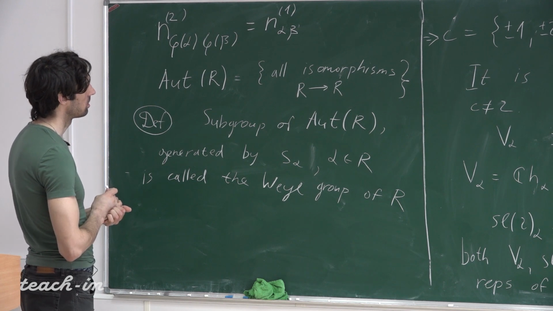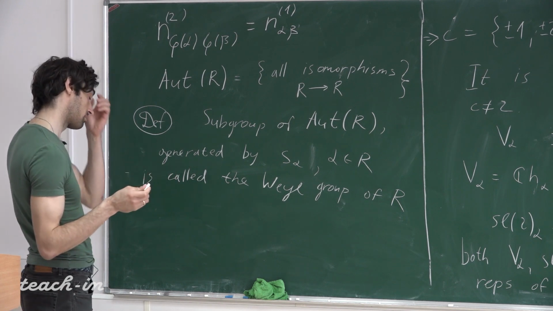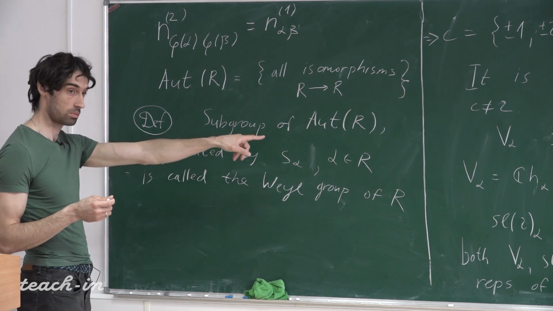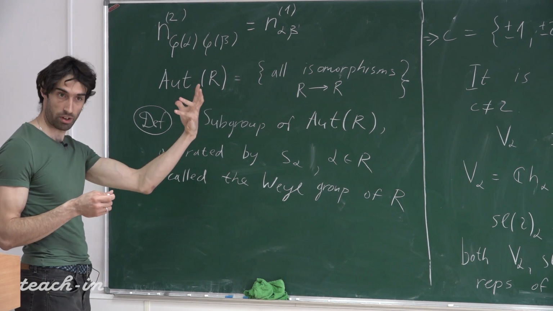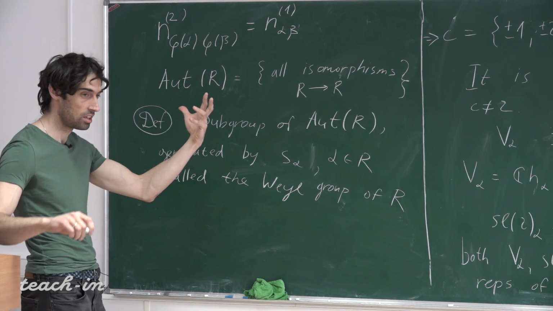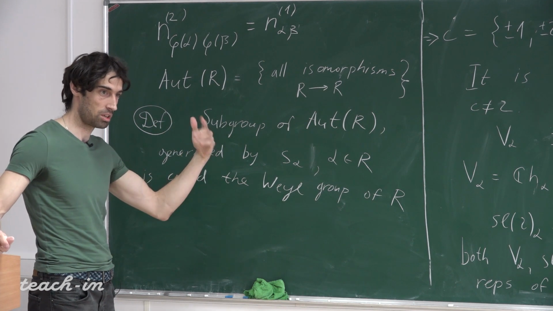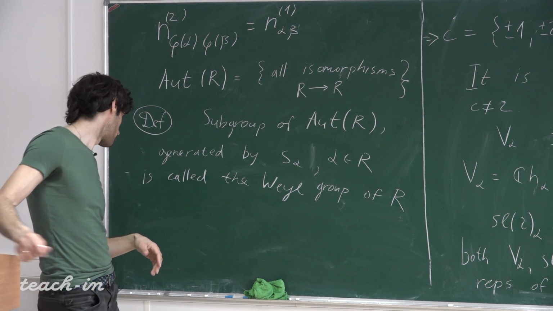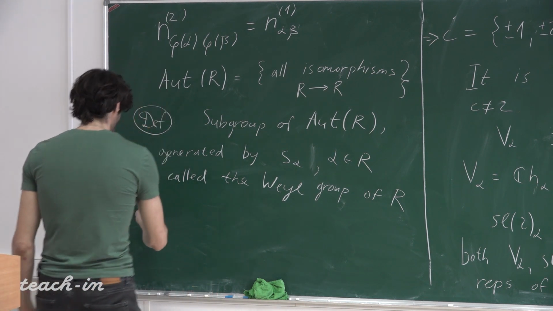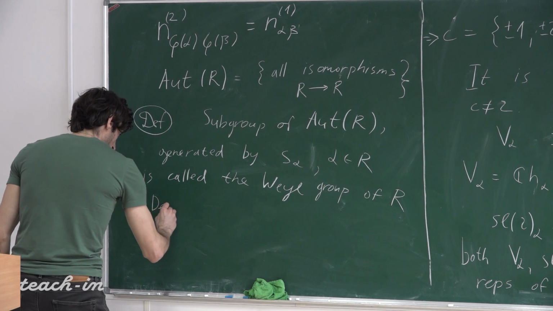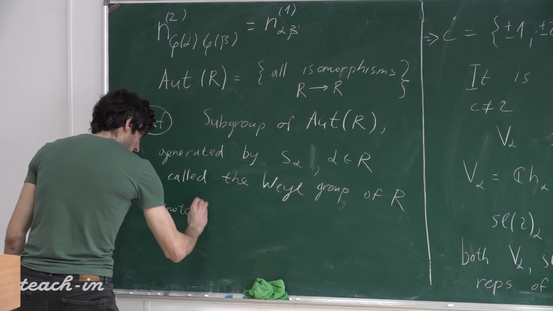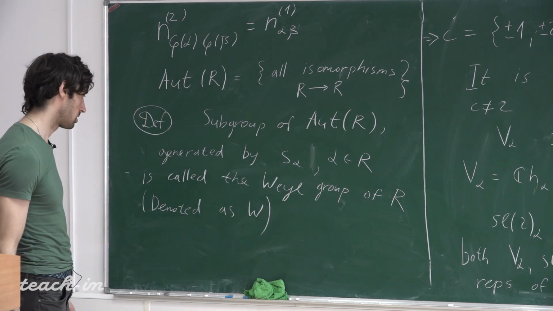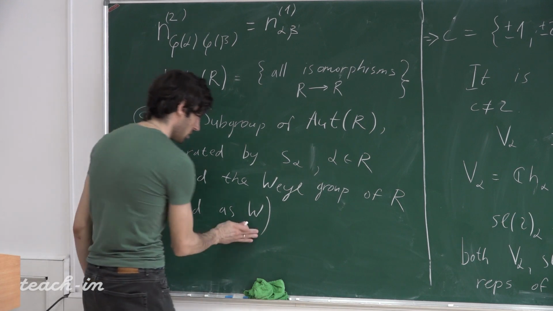You see, so obviously the Weyl group is a finite group, right? Because automorphisms are finite. R is a finite set, so therefore all its automorphisms form a finite group, right? So we'll denote it as W. We denote the Weyl group by capital W.